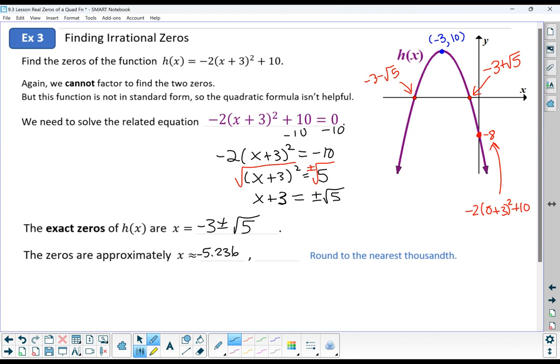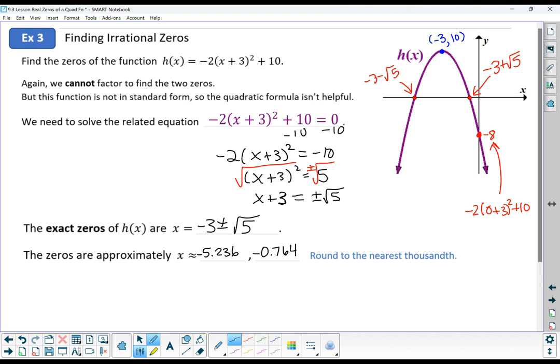And that would be the one on the left. And then the other one is -0.764 if I round it to the nearest thousandth. So those are the approximate zeros.